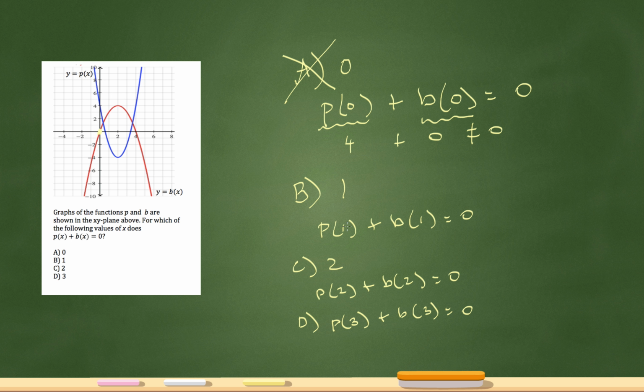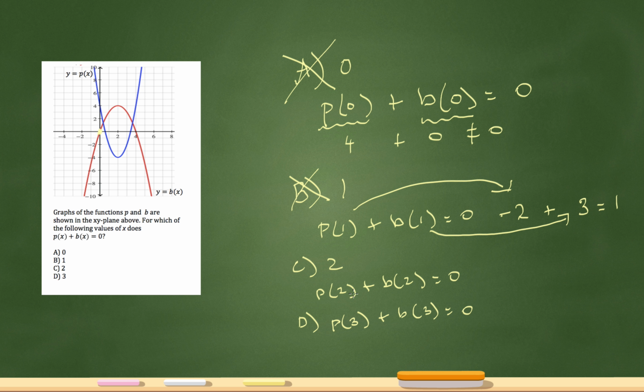I'm going to go to B now. P of 1 is right there, and again, p is just a positive parabola, which is my blue one, so p of 1 is looking like it's about negative 2. So I'm actually going to write this one down here. So p of 1 will be negative 2 plus b of 1. So let's figure out what b of 1 will be. B of 1 will be about 3. So negative 2 plus 3 is 1. Again, it's not 0. I'm looking for something that, when I add them, is going to give me 0. So for that reason, I can cross out B as well.